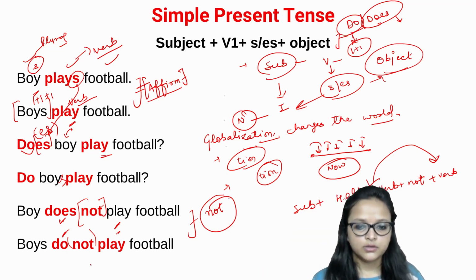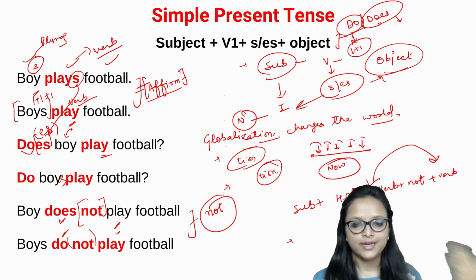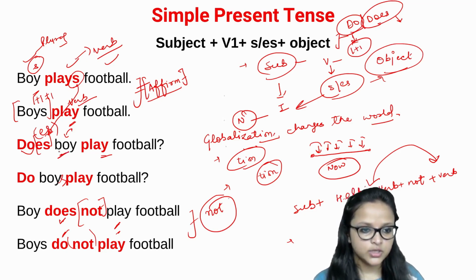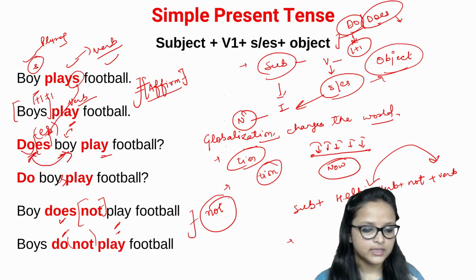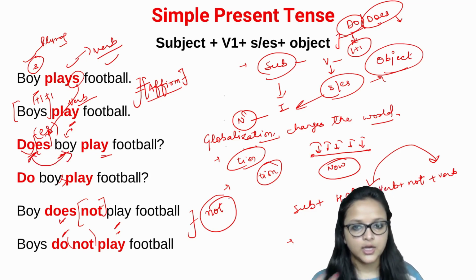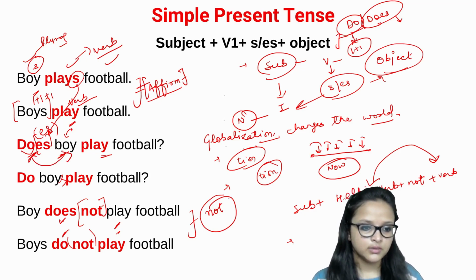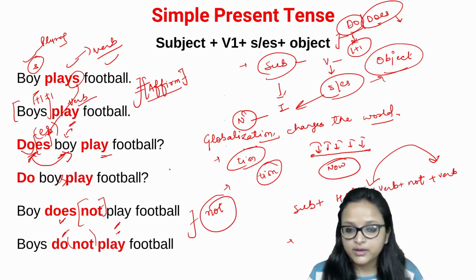Alright? To make your sentence interrogative, you just need to exchange places of subject and helping verb. Boy is the subject and does is your helping verb. So they just need to exchange their places to make it interrogative. Do boys play cricket? So boys do play cricket.